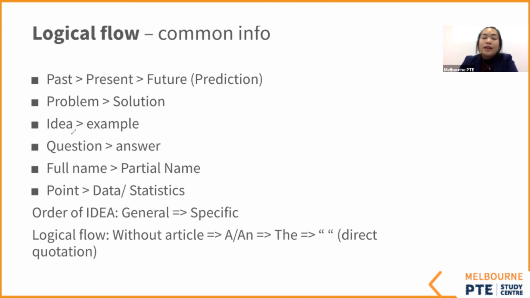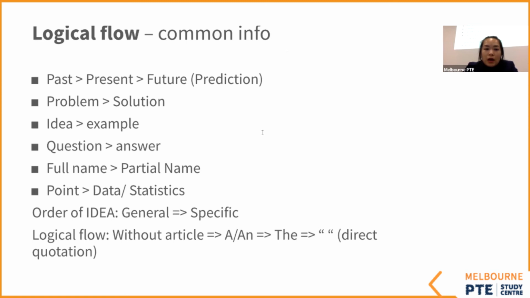Next one, idea, example, the same as an essay, like I explained to you guys, right? You need to give me the idea, you need to explain it, and then you need to give me the example. So that's it, the logical flow. Question and answer. Without giving the question, you cannot give the answer, right? So the question comes first and then the answer comes after.